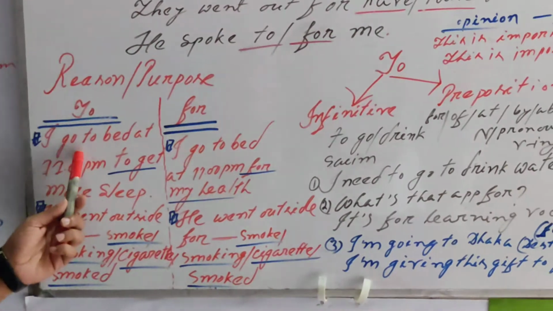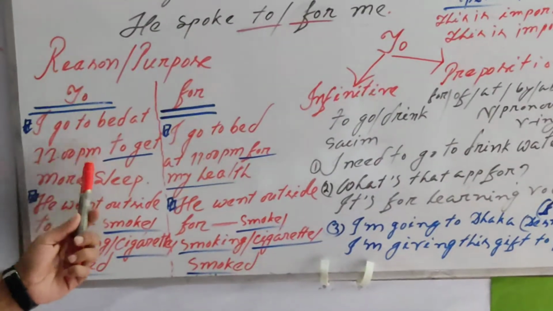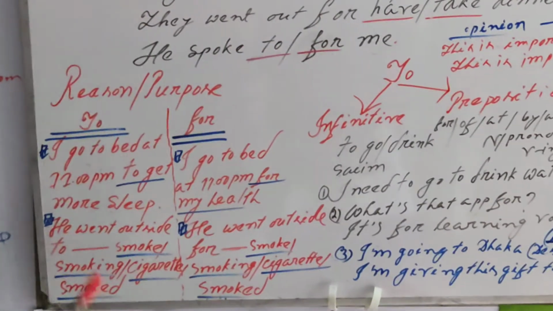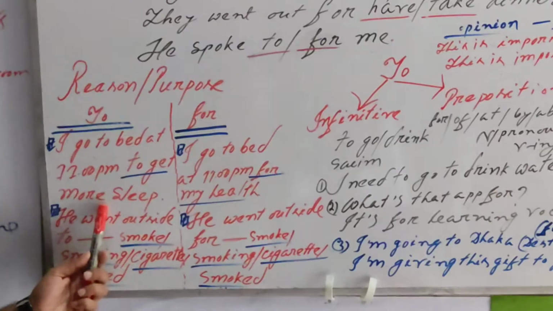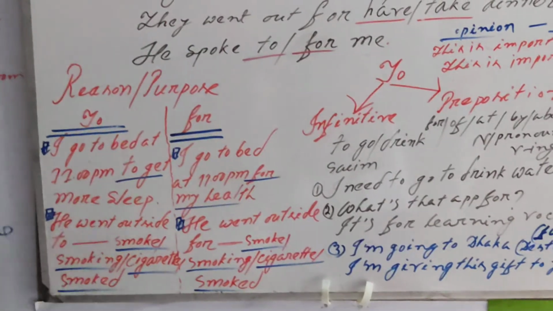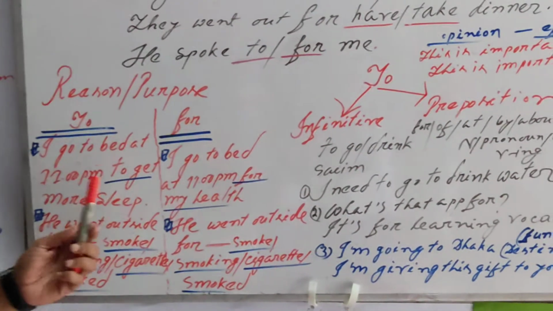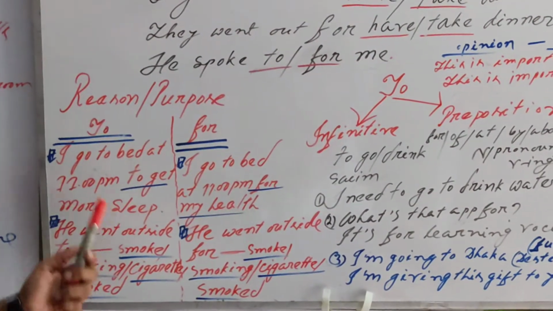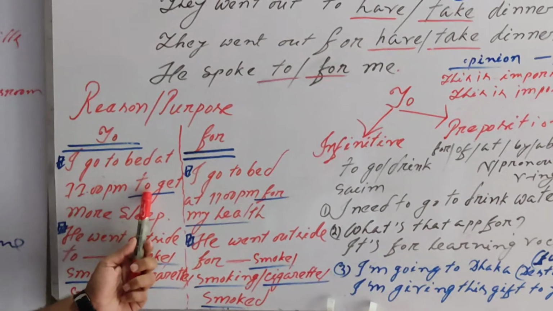The question is very similar. I go to bed at 11 p.m. Why do you go to bed at 11 p.m.? Of course, there is the question. I go to bed at 11 p.m. to get more sleep. Why do I go to bed at 11 p.m.? I go to bed at 11 p.m. to get more sleep. There is the preposition to.